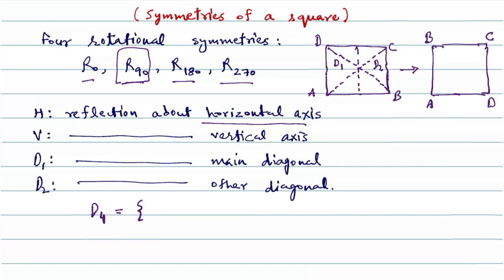It consists of 4 rotational symmetries: R0, R90, R180, R270, and then 4 reflections: H, V, D1 and D2. This is the dihedral group of order 8.